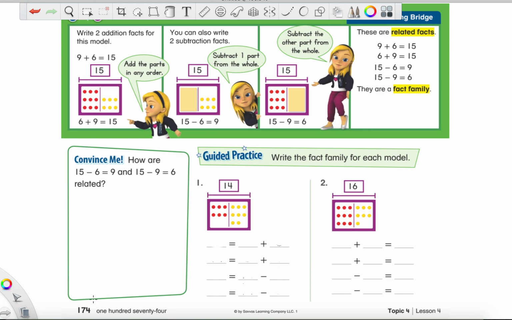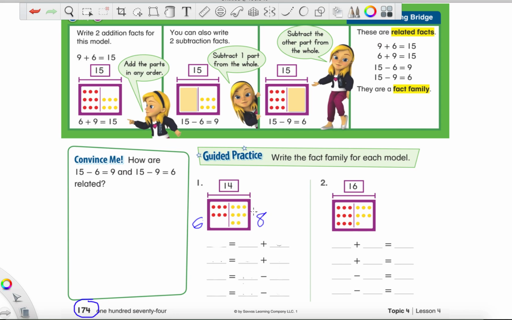Alright everyone, here's page 174. Now I know the number one is already kind of done for you guys, but I just want to walk through the process again. Make sure you guys know what we're doing, especially since they gave us a picture but no real numbers. Okay, so when you do number two, to make your life easier, make sure that you count all the dots on each side. So for red we have 1, 2, 3, 4, 5, 6. So we have 6 red. And then for yellow, we have 1, 2, 3, 4, 5, 6, 7, 8.